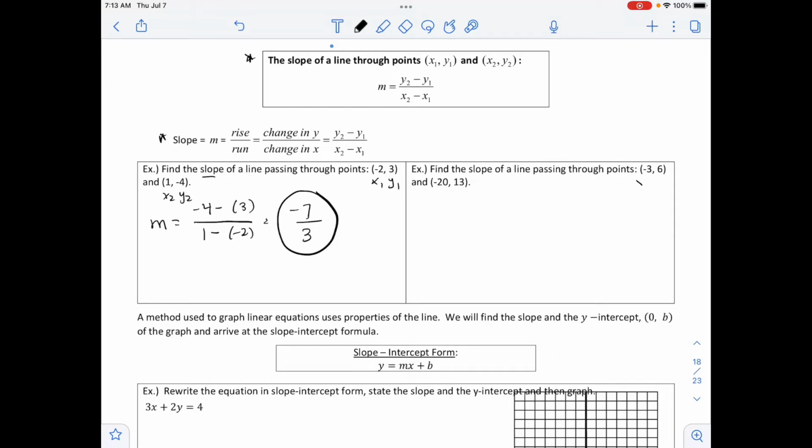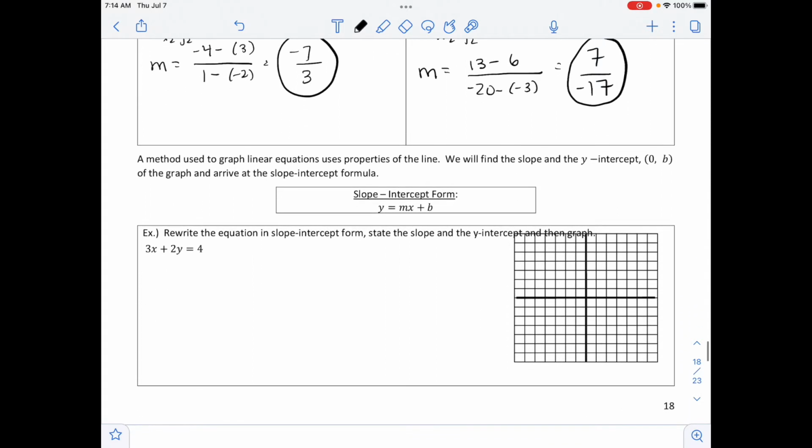We have another example right next to this, the same thing, finding the slope and labeling my first ordered pair (x1, y1) and my second ordered pair (x2, y2). So the slope is going to be y2, which is 13, minus y1, which is 6, over x2, which is -20, minus x1, which is -3. From here, 13 minus 6 is equal to 7, and then -20 minus -3, or plus 3, would be -17. Again, we are unable to simplify this, so that stays our final answer.